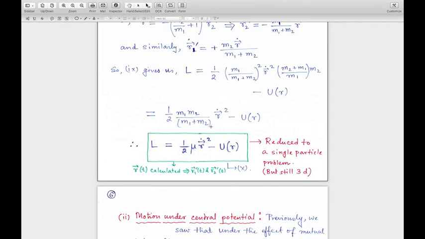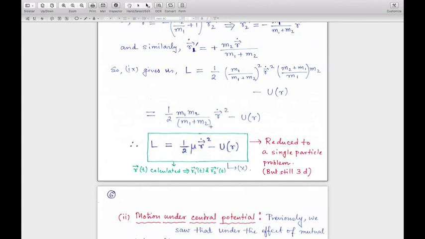This is the reduction of the original two body problem, under a specific type of potential which depends on the relative distance between those two particles, to a single particle problem. But remember, this problem is still not totally simplified because we still have 3 dimensions to manage. In the previous lecture, we only talked about the solution of one single particle in one dimension. So there are a lot of things to simplify.